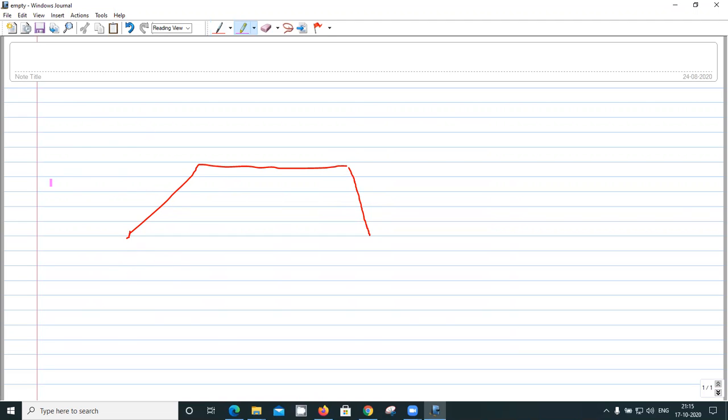Is it clear? Yeah, clear. Y-axis is velocity. X-axis is what? Time. Yeah. So this is positive acceleration. This is zero acceleration, constant speed, and this is negative acceleration, that is deceleration.